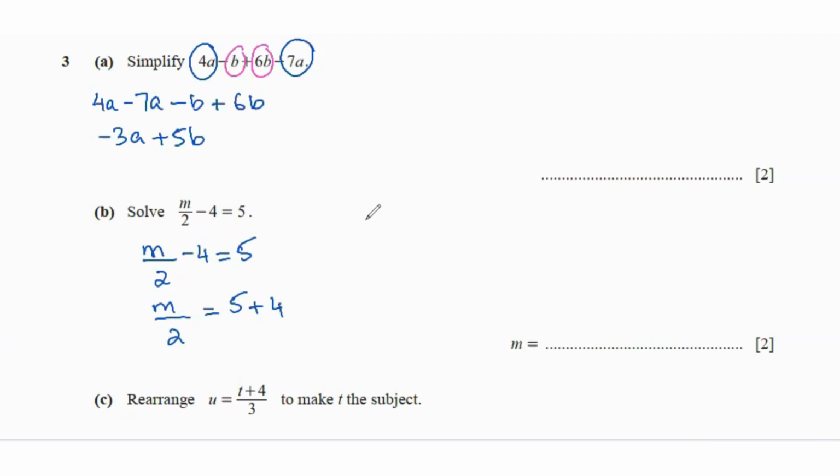And if it's multiplication on one side, then if you move it to the other side, it would become division. So now we have m over 2 equals 9. And then we cross multiply 9 and 2. So m is 18.